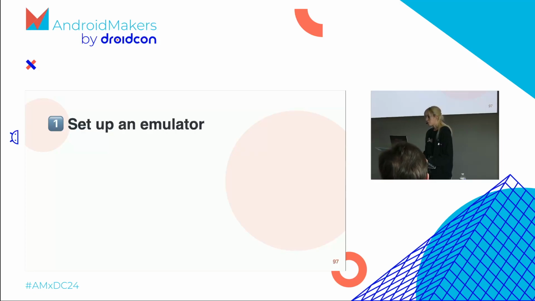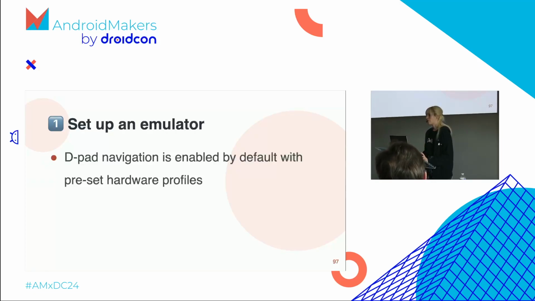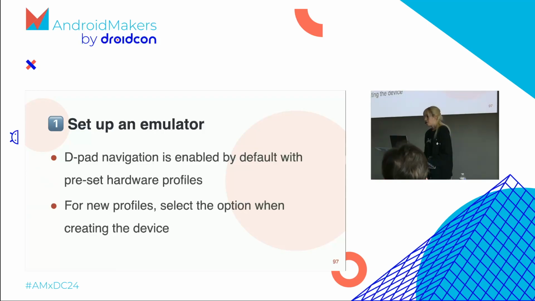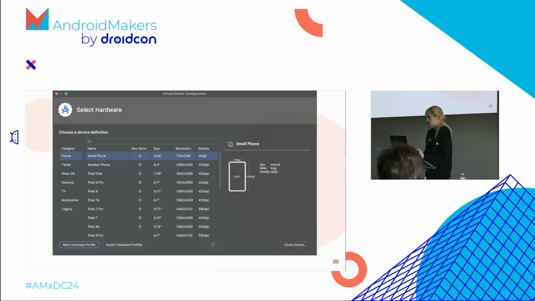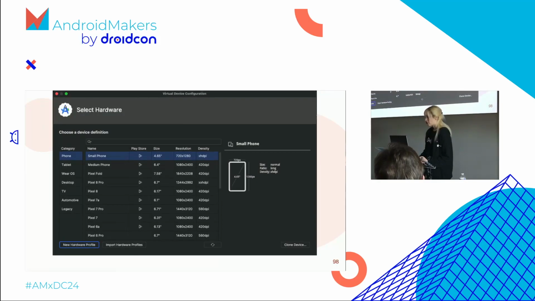For the emulator option, if you're using the profiles that are already included when you download Android Studio, you don't need to do anything. The directional navigation will be available by default. But if you want to create a custom profile, then you want to make sure that the option for keyboard navigation is enabled. Here is the screen when you select create new device in the Device Manager tab. If you choose any device on this list, it will be enabled automatically. You don't need to do anything.